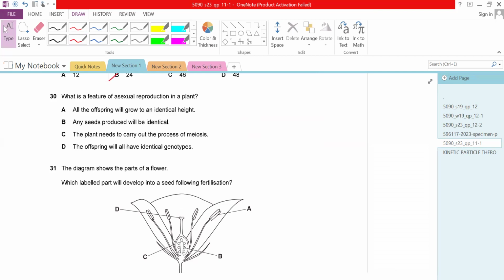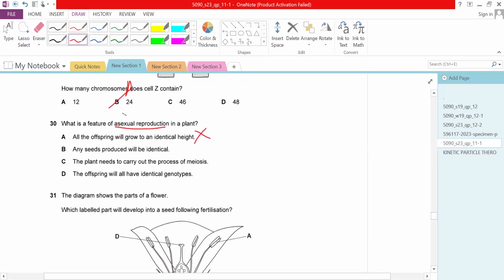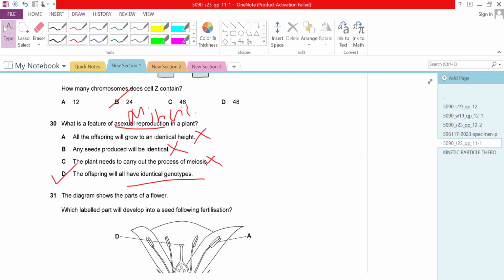Question 30. What is a feature of asexual reproduction in a plant? All the offspring will grow to an identical height. No. Asexual reproduction means mitosis. Any seed produced will be identical. No. The plant needs to carry out the process of meiosis. No. The offspring will have an identical genotype. Yes. So option D is correct for question number 30.